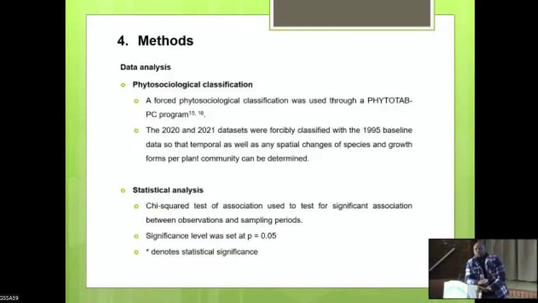So a phytosociological approach was used in this study, whereby we firstly classified the data of 2020 and 2021 with the one back in 1995 for us to be able to determine any changes in species composition. Statistically, we used a chi-square test because the data is from count data that we used to assign cover values, so it was not normally distributed. So we use chi-square to test for differences.